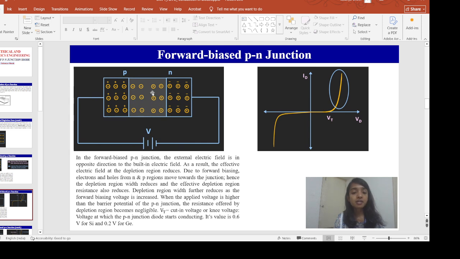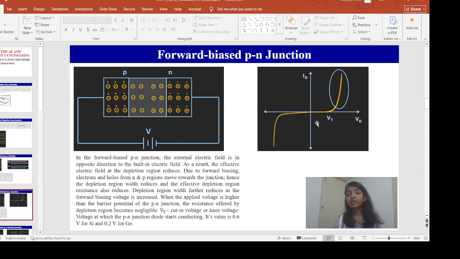When this applied voltage becomes higher than the barrier potential of this PN junction, the resistance offered by this depletion region becomes negligible. It becomes completely easier for the electrons and for the holes to cross this barrier, and your PN junction diode starts conducting. The voltage at which your PN junction diode starts conducting is called the cut-in voltage or knee voltage. If we plot this situation with a graph, this is my battery voltage VD, and this is the current that is flowing across the diode.